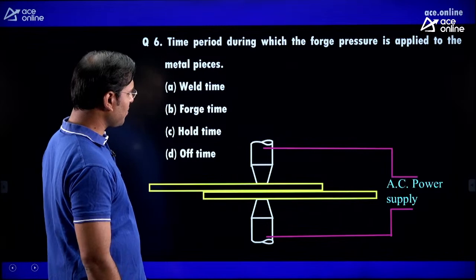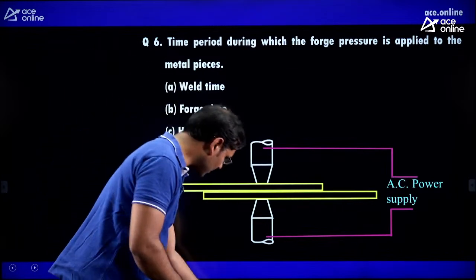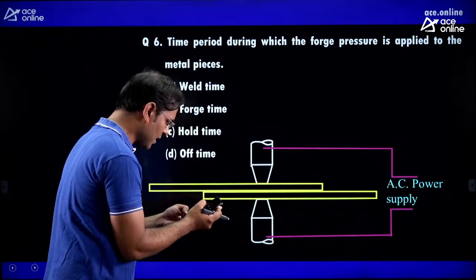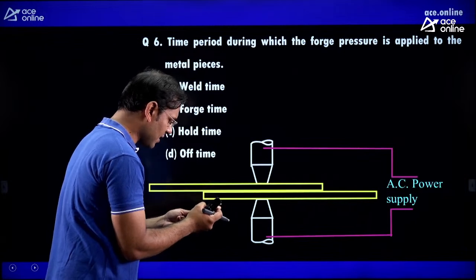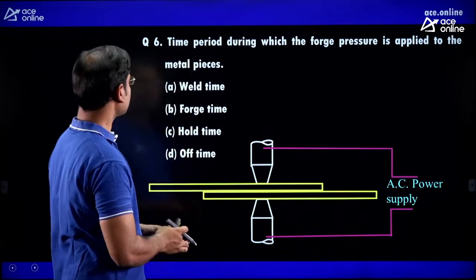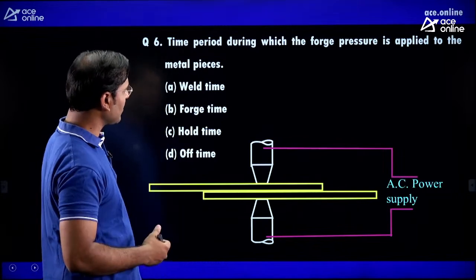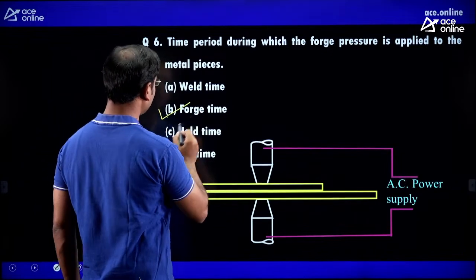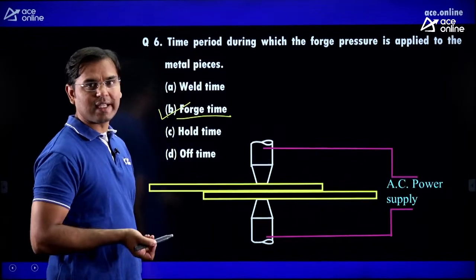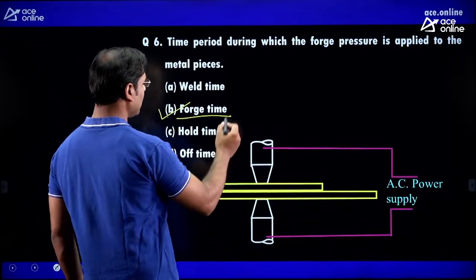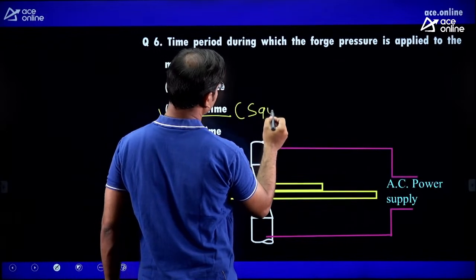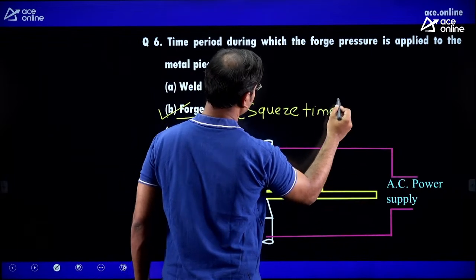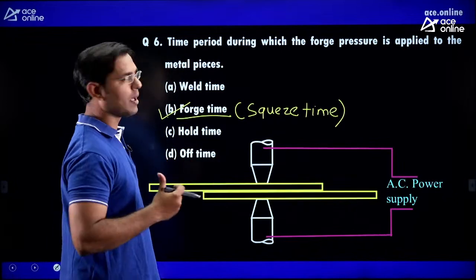Next, the time period during which forge pressure is applied to the metal piece. Please try to give the answer here, then it will be more interesting. The time period during which the forge pressure is applied to the metal piece is known as forge time. Also we say squeeze time. Here I am using the word forge time. Both are the same.